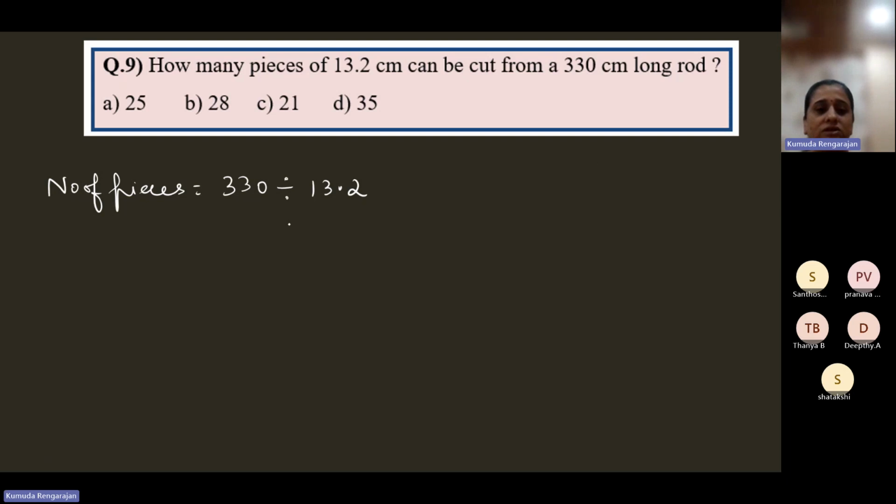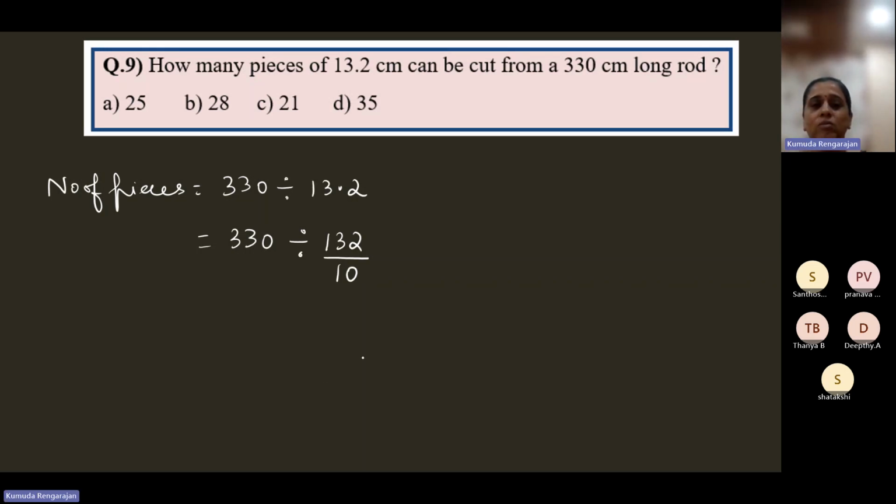You'll have to divide. 330 divided by 13.2. So it is 330 divided by. Now, first, write 13.2, this decimal number, as a fraction. Tell me, 13.2 as a fraction? 132 by 10. By 10, very good.